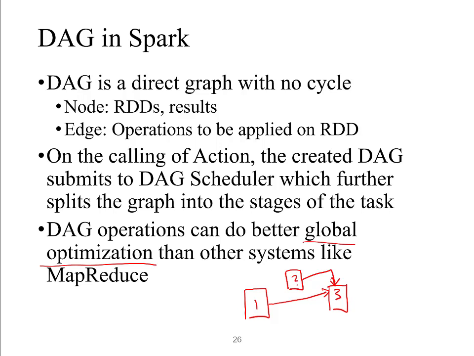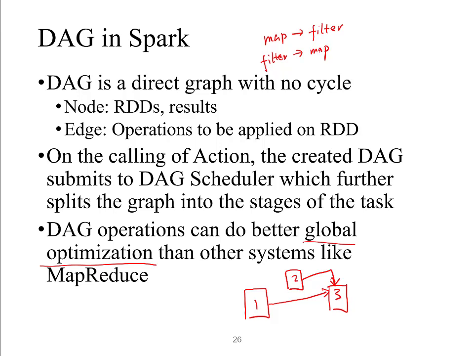So this is one way to optimize the DAG operations. And the other thing is that, for example, if we do a map first, followed by a filter, then we actually can switch the order. We do filter first, then map.